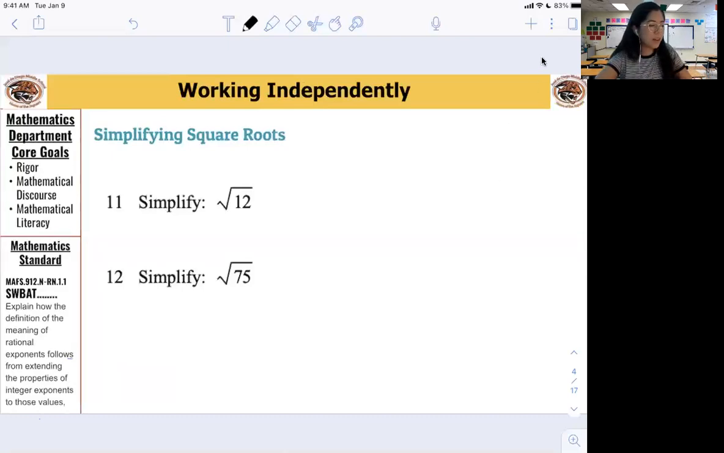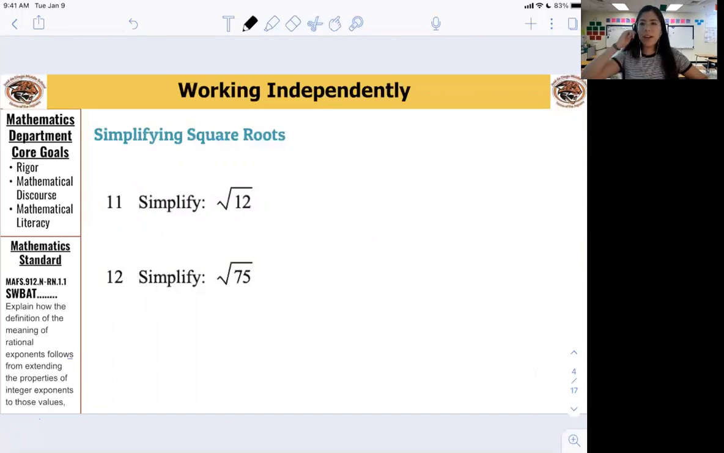About 30 seconds remaining. All right, time is up.